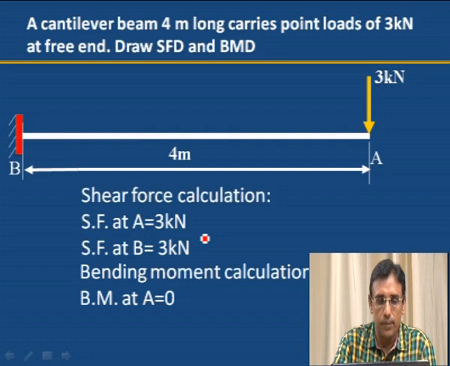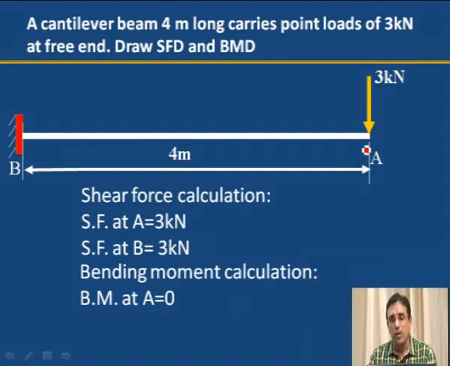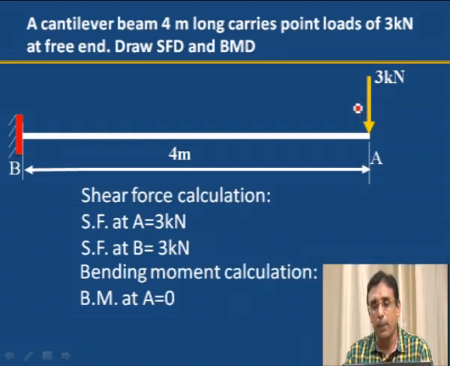Then bending moment calculation. Bending moment at A point, force is 3 kilonewton, distance is 0, because we are calculating the bending moment exactly at the A point. 3 into 0, therefore bending moment at A is equal to 0. For a cantilever beam, bending moment is always 0 at the free end, maximum at the fixed end.